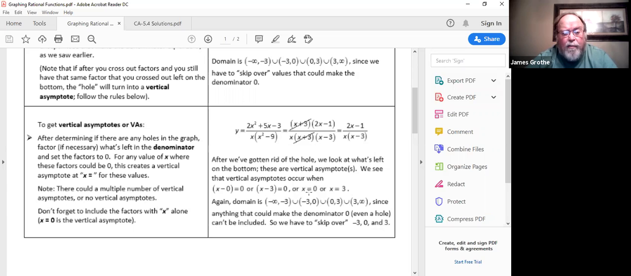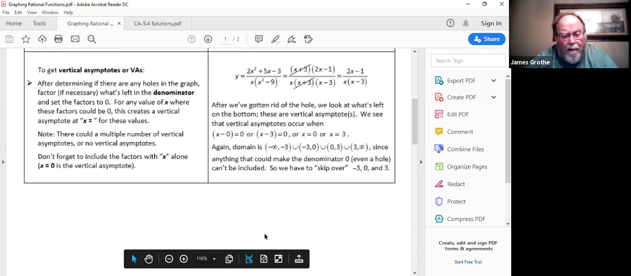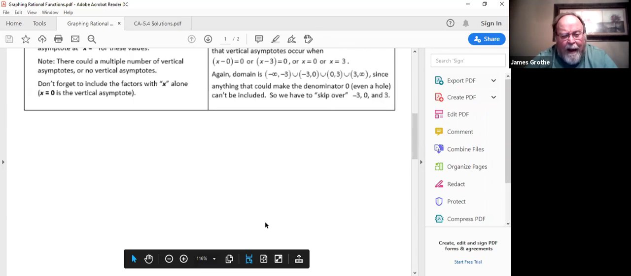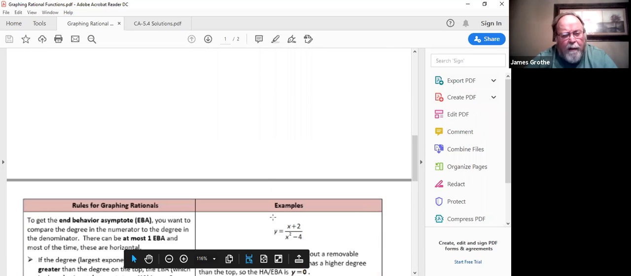And you have two solutions. x is 0 or x is 3. And those would be your two vertical asymptotes. Your two vertical lines, x equals 0 would be the y-axis, and x equals 3 would be the vertical line that's 3 units to the right of the y-axis. Now, what about those horizontal and oblique asymptotes? Those are going to be a little trickier.